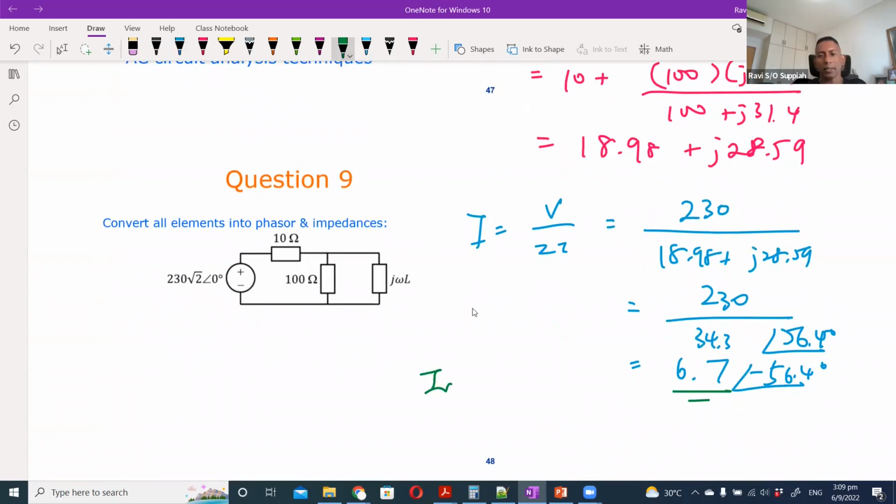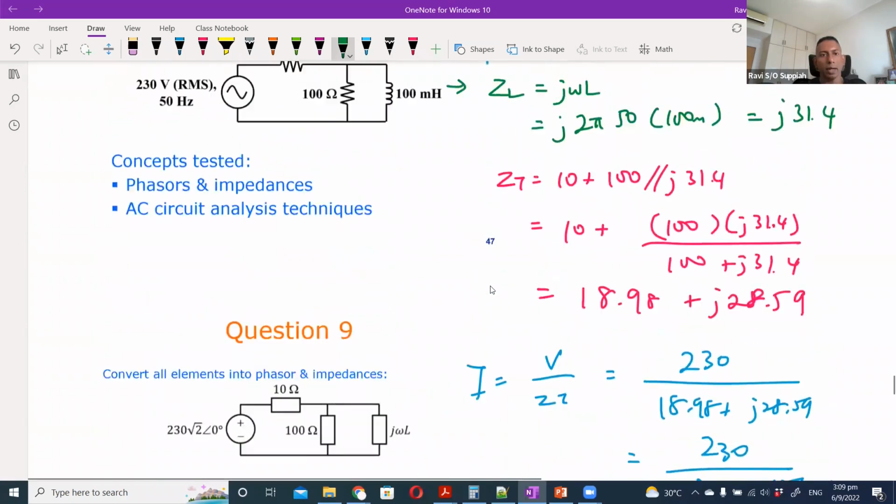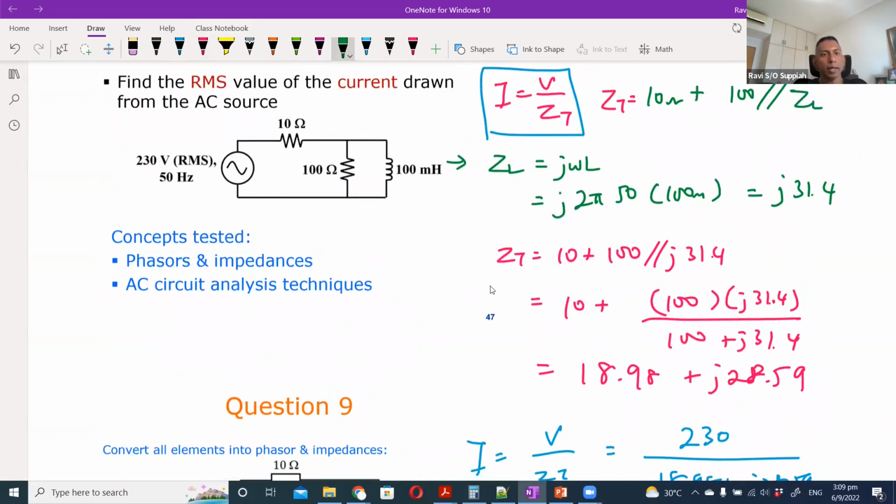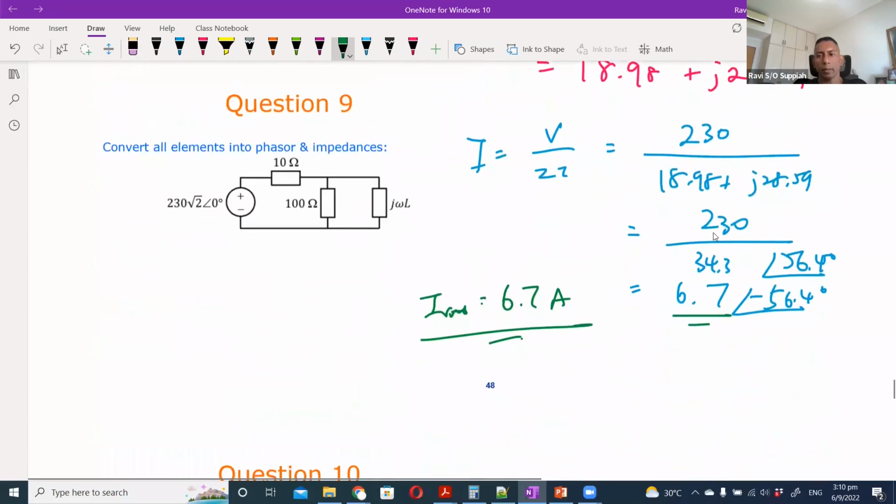So the IRMS current is 6.7 ampere. Again, since it is already given as RMS, when I use the voltage as RMS, the current is also RMS. If they had given it as peak, then if you calculate everything, what you would have gotten is the peak, and then you would have to convert. In this case, since they already gave it as RMS, I just use the RMS value. So the answer is also RMS.